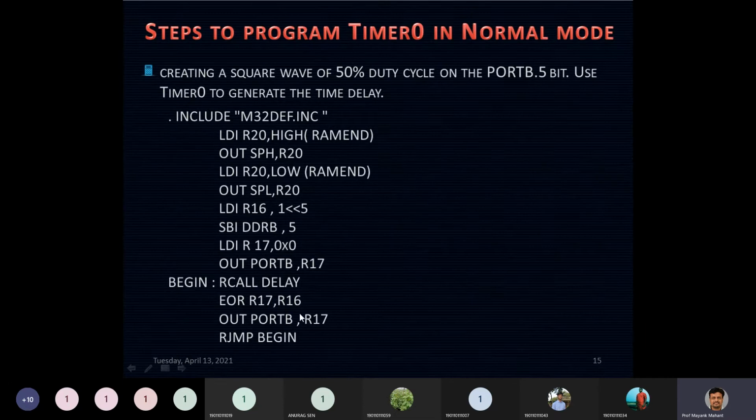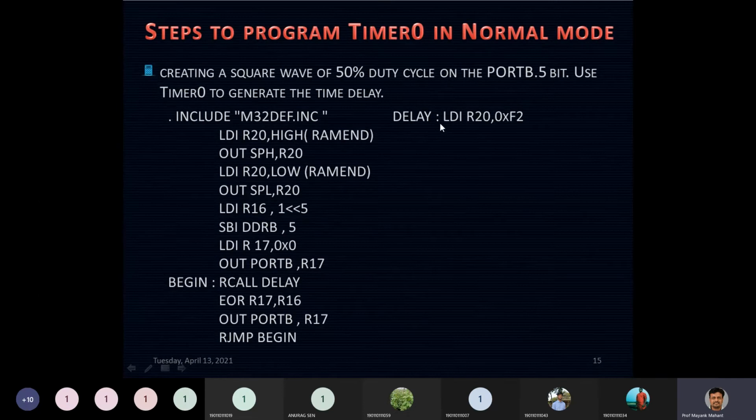So this is a simple piece of code which will toggle the value of port B pin number 5. We have already discussed this in the previous class, where instead of RCALL we used NOP kind of instructions. Now the next thing is we need to write the delay subroutine. This is the delay subroutine that we are supposed to write.